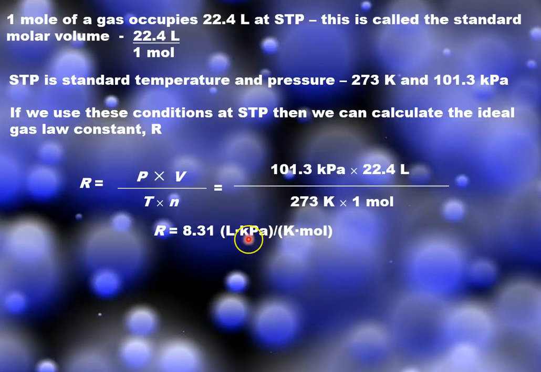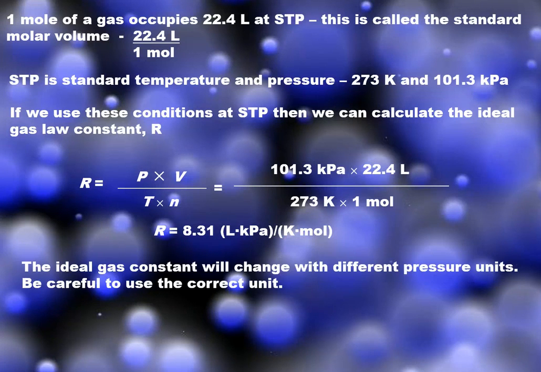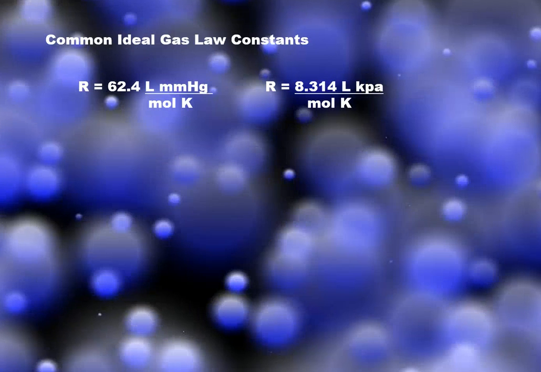8.31. Now look at the unit: liter kPa over Kelvin times mole. Now this gas law constant can change with different pressure units. Notice the pressure unit here is kPa, but at standard pressure you can have 760 torr, you can have 1 atmosphere, so therefore that gas law constant can change with the unit. Let's take a look at that.